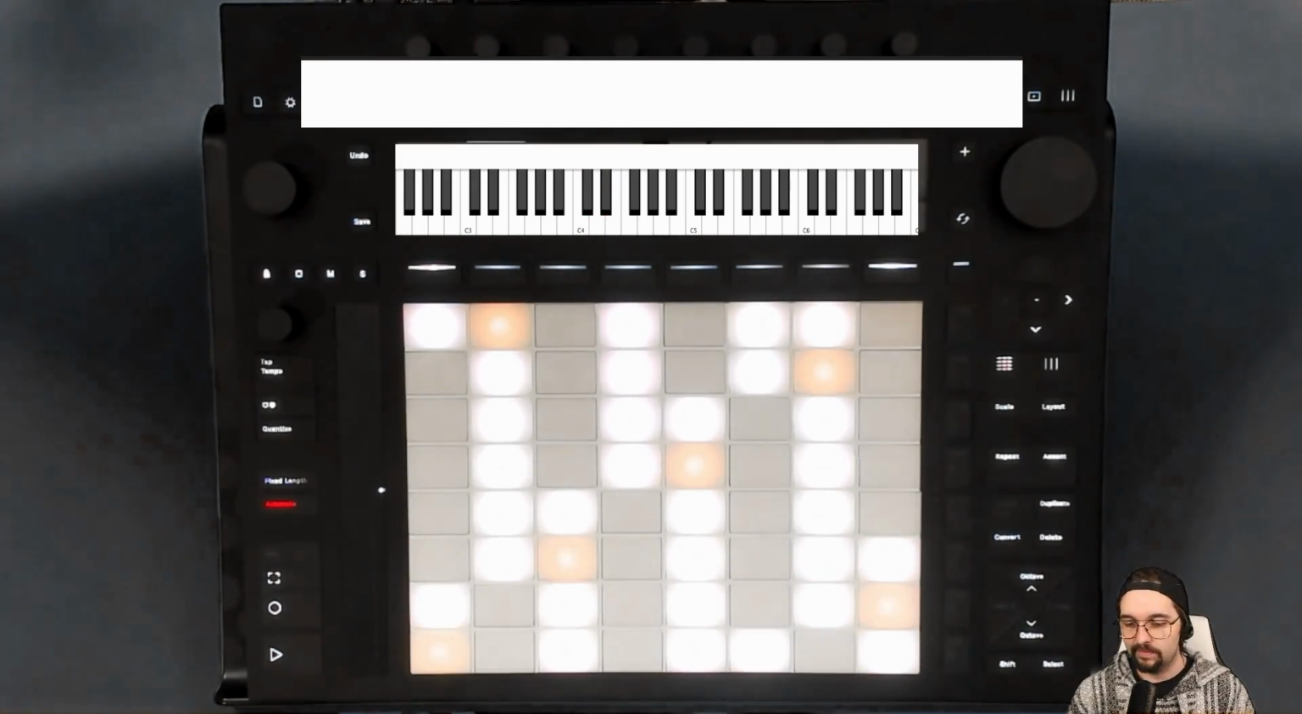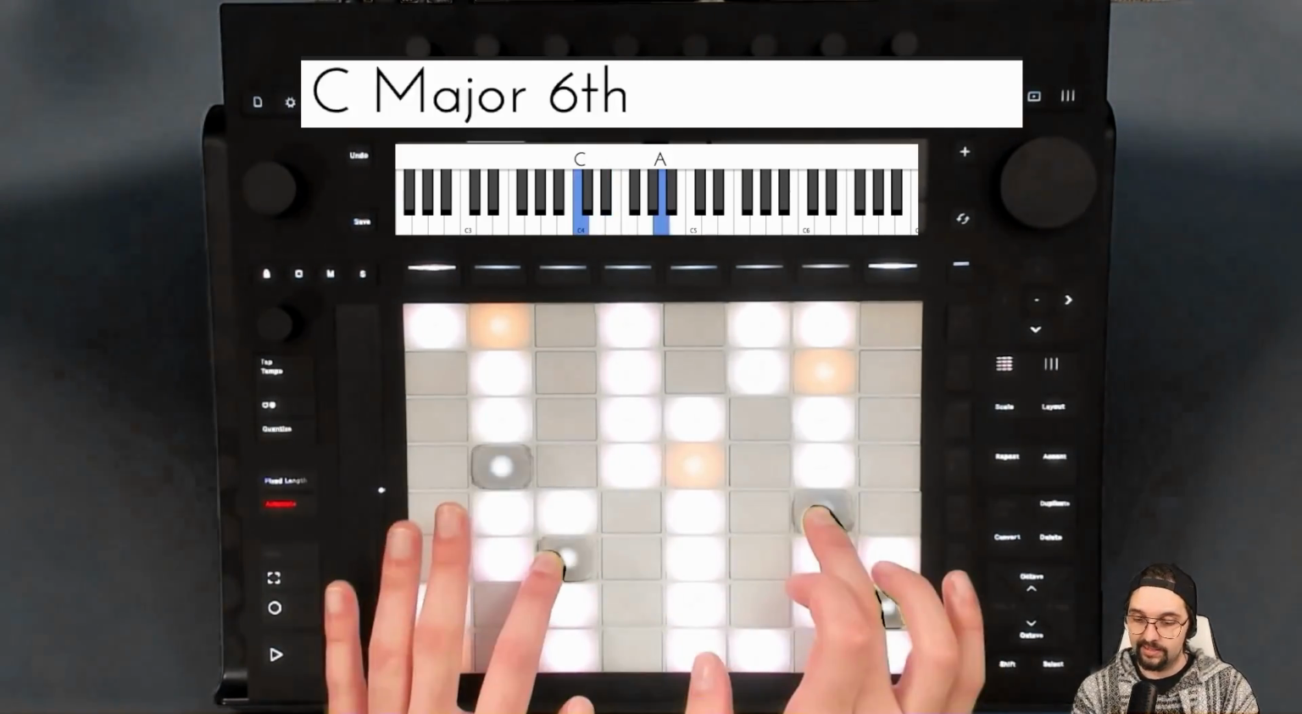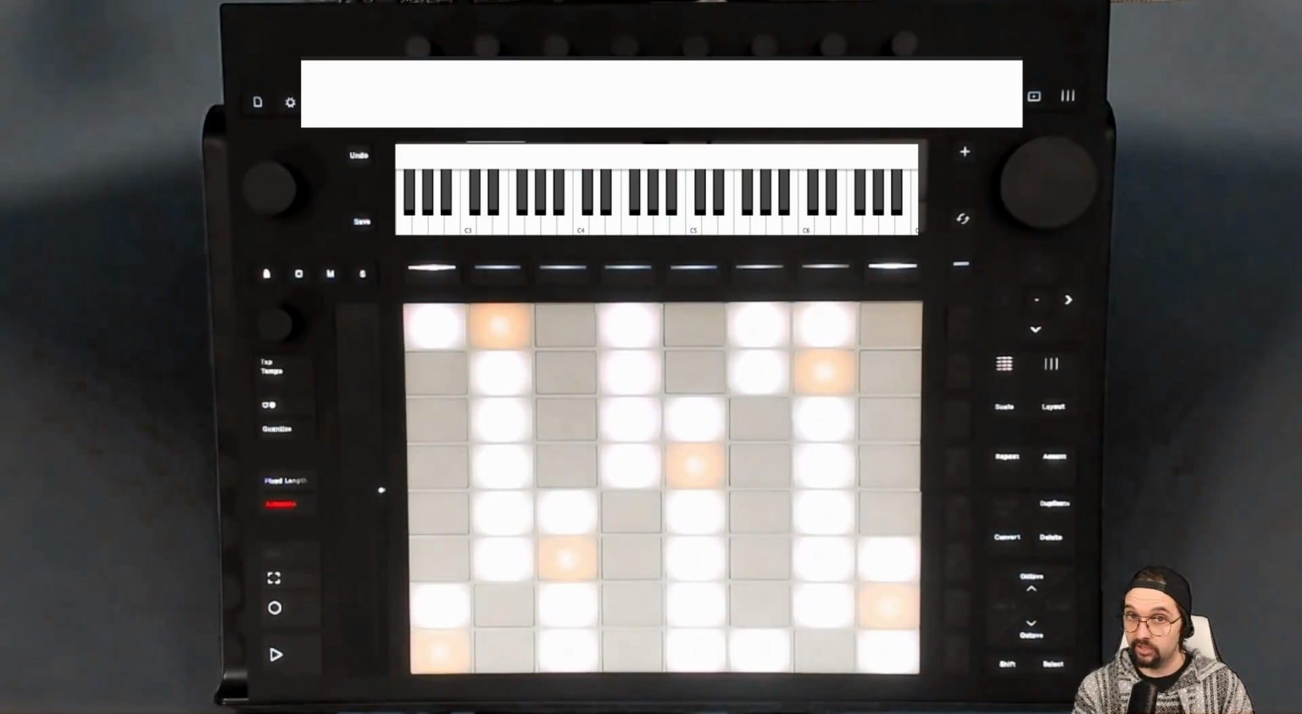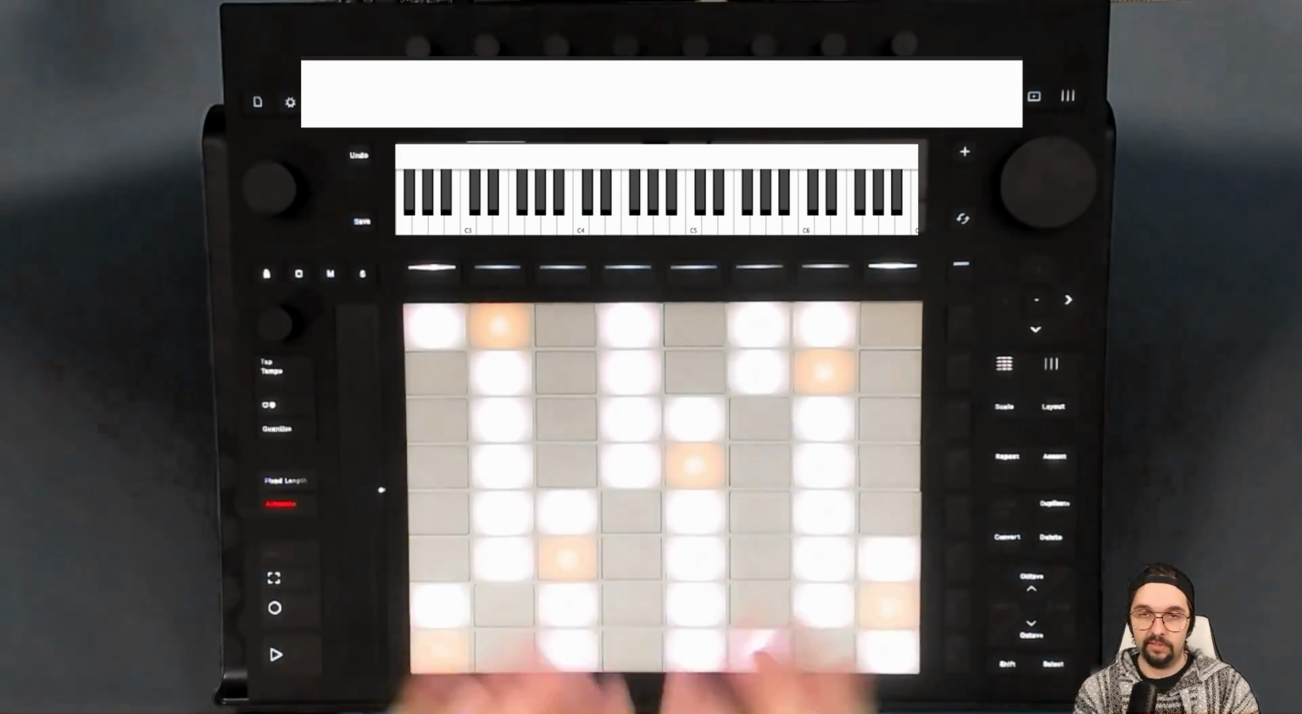So fun fact is the major scale only has major and perfect intervals. Notice how the second, the third, the sixth, and the seventh are all major, and the fourth and the fifth are perfect.